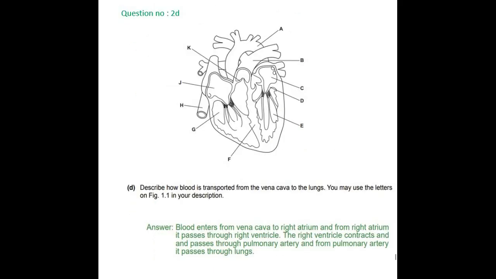Describe how blood is transported from vena cava to the lungs. You may use the letters on figure 1.1. The answer is blood enters from vena cava to the right atrium. That means vena cava is H and right atrium is J. So the blood moves from H to J, and from right atrium it passes through the right ventricle. The right ventricle contracts and the blood passes through the pulmonary artery, and from pulmonary artery it passes to lungs.